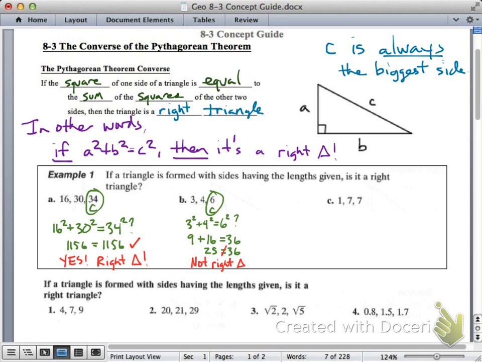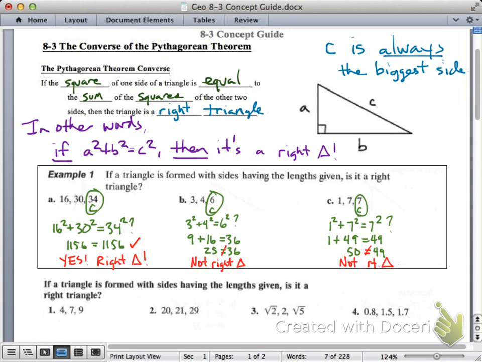Question C over here, this one looks a little bit different. We have two sides that are the biggest, 7 and 7. Well, let's choose one of the 7s. Does 1 squared plus 7 squared equal 7 squared? Something feels a little funny on this one. No, 50 does not equal 49. How could the longest side... no, that's not going to work. If there is no single longest side to a triangle, guess what? It's not a right triangle. There is no isosceles triangle that's a right triangle.